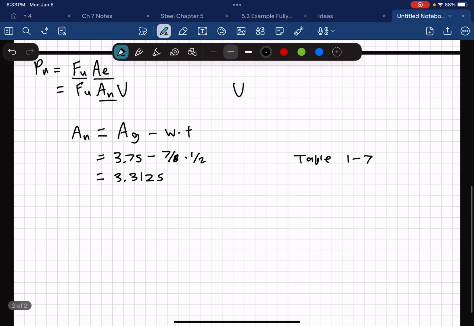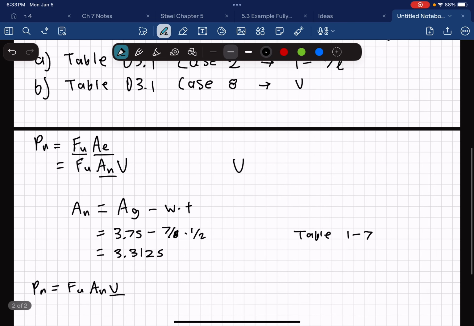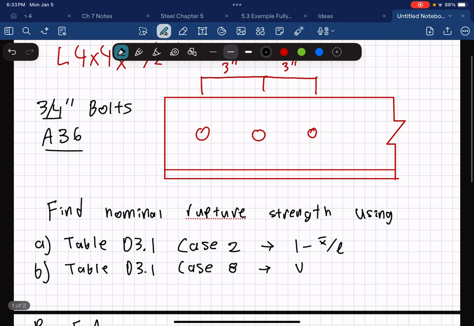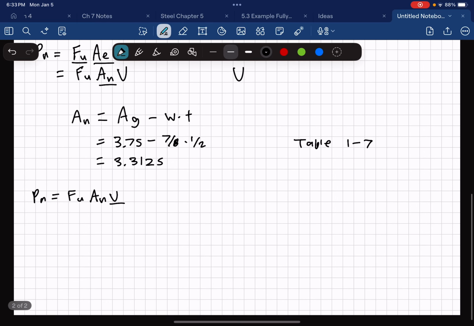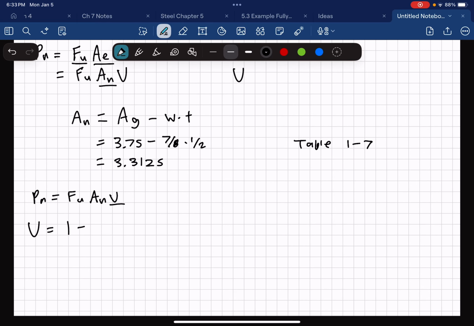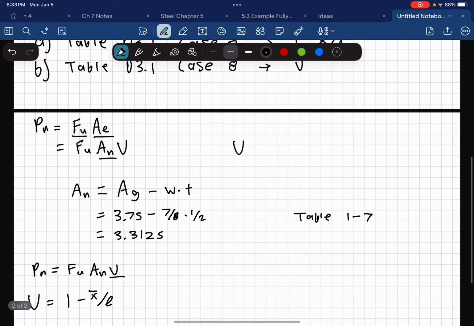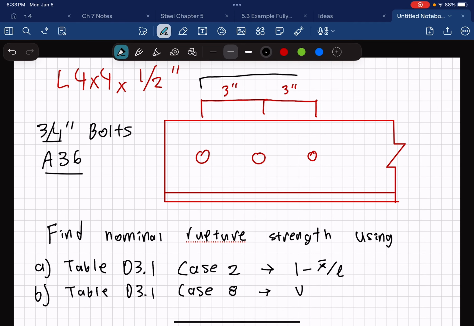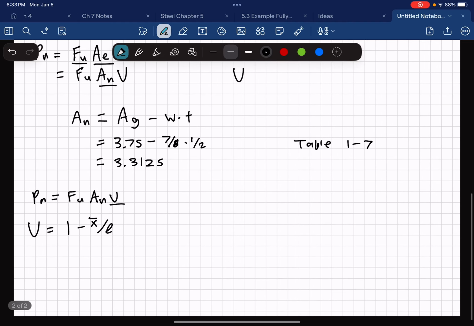Now, we can come back here and say Pn is equal to Fu An U, and the only thing that we don't have is U. So according to this, for problem 1, we use case 2, and U is equal to 1 minus x bar over L. Now L is going to be the length of this connection here. So L is going to equal 6 inches. And x bar, also from table 1-7, for an L 4x4x1/2, we have an x bar value of 1.18.